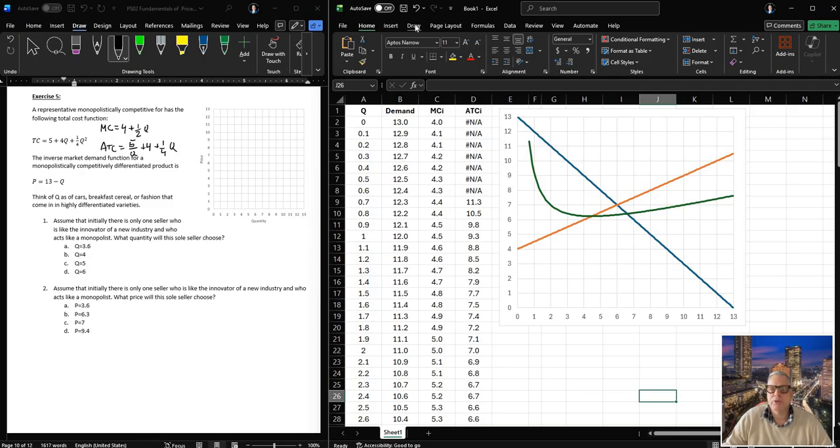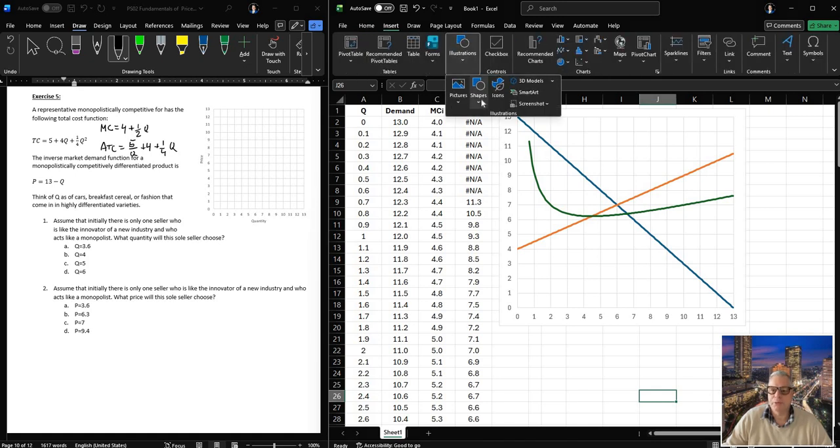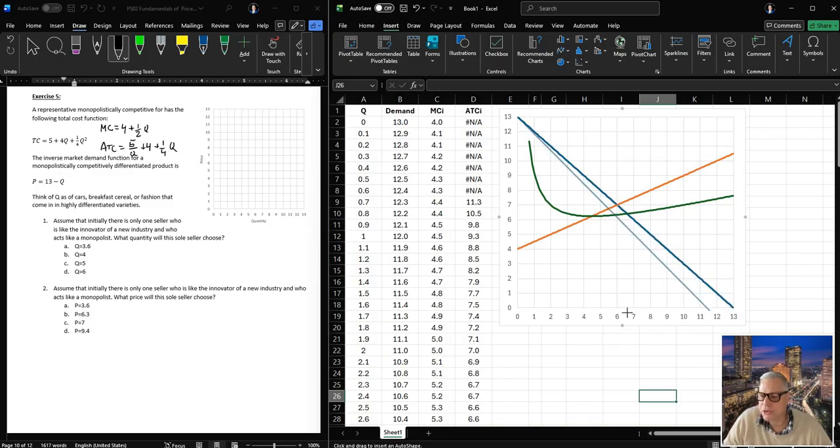So now we have to add the marginal revenue function. And the marginal revenue function for a monopolist, as you know, is twice as steep. So that means if the demand intercept is 13, twice as steep, it intersects at 6.5. So that's roughly here in the middle.